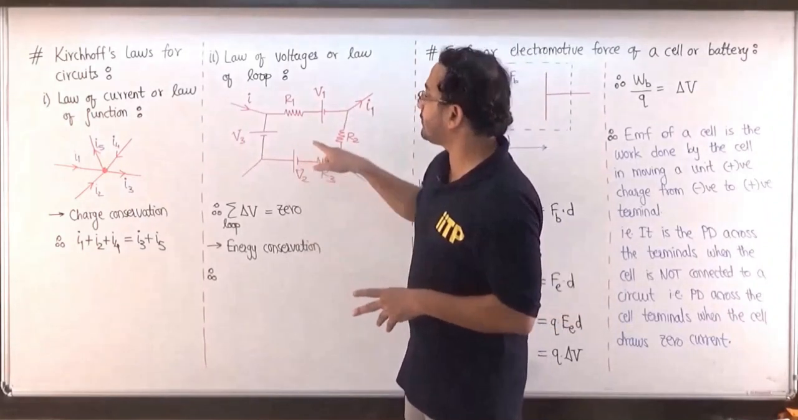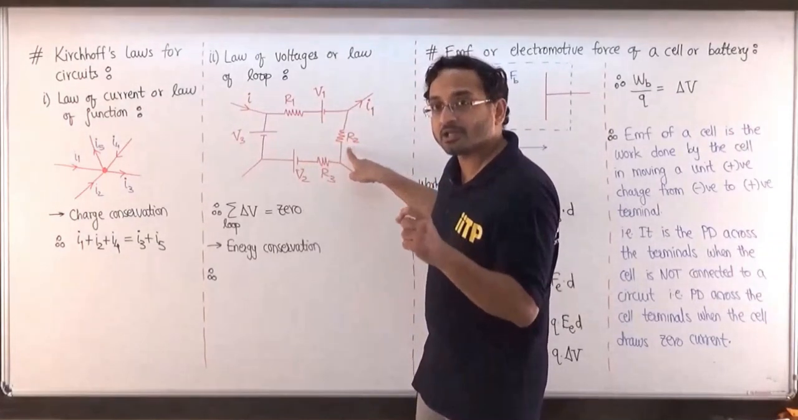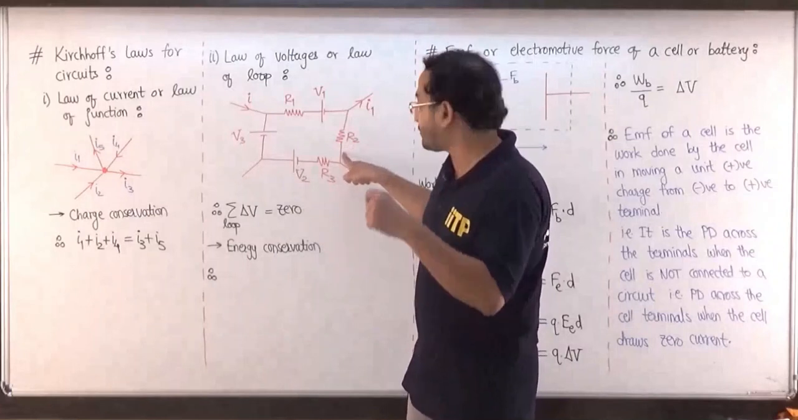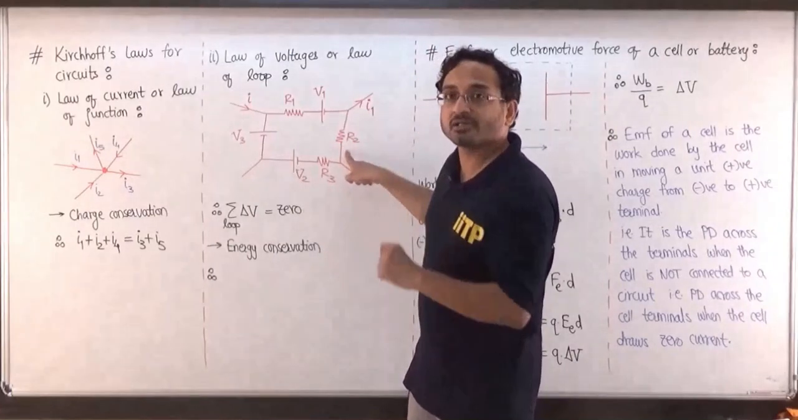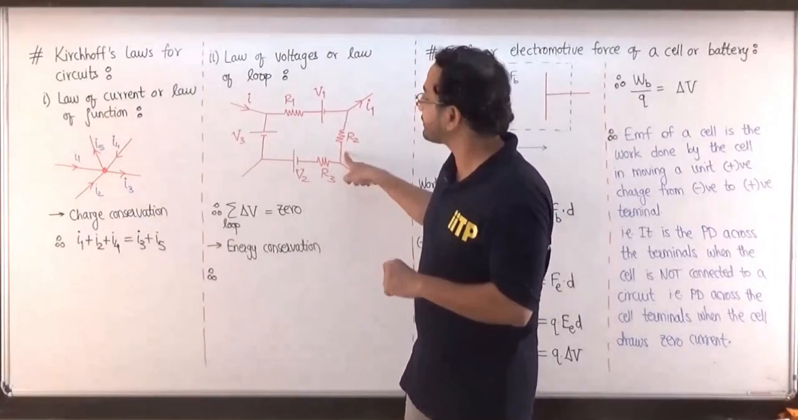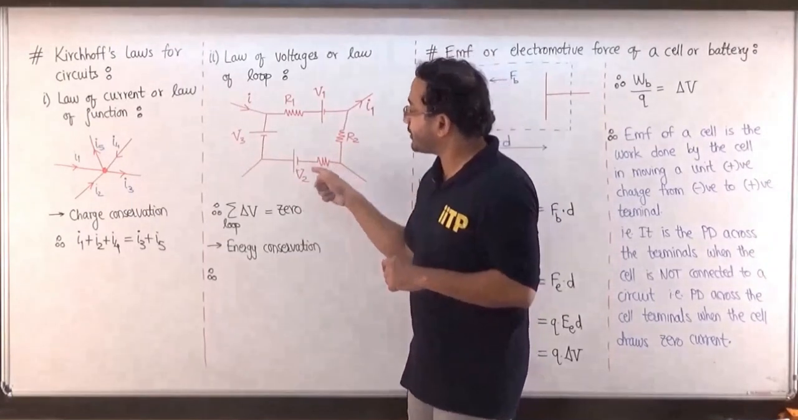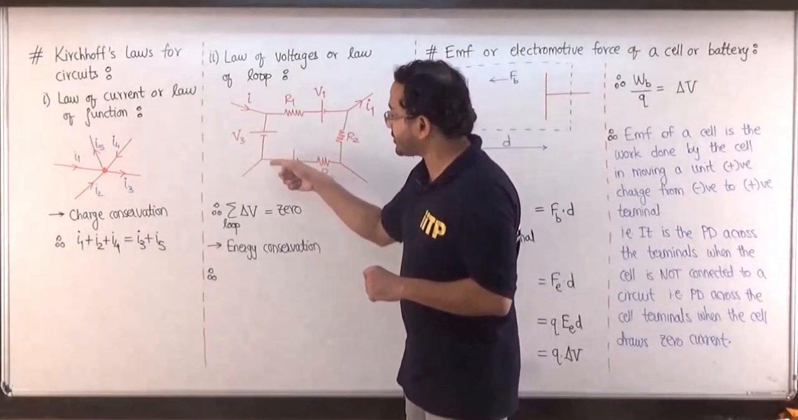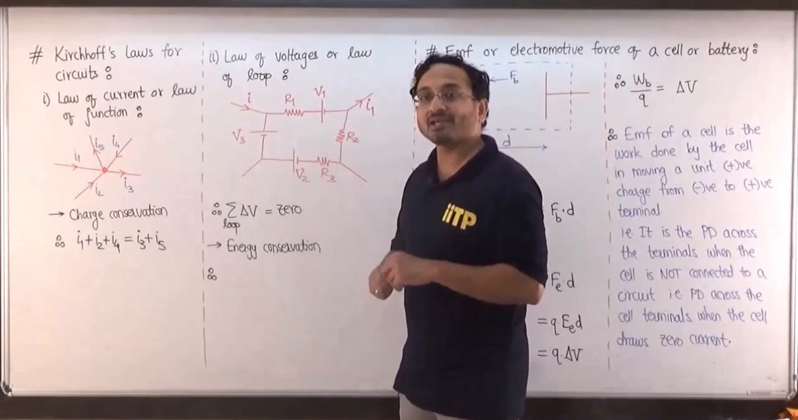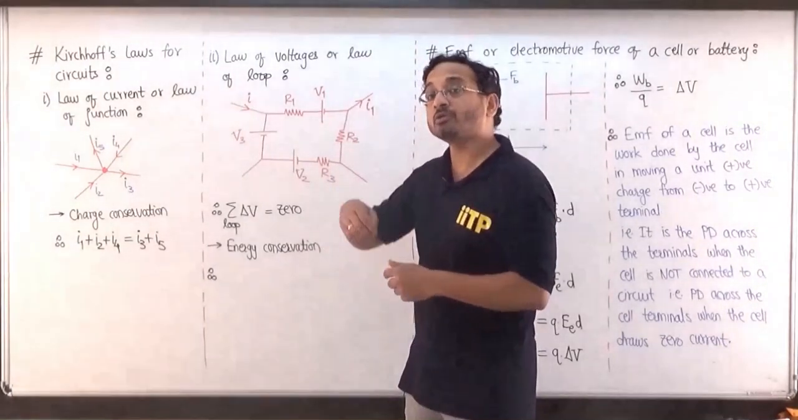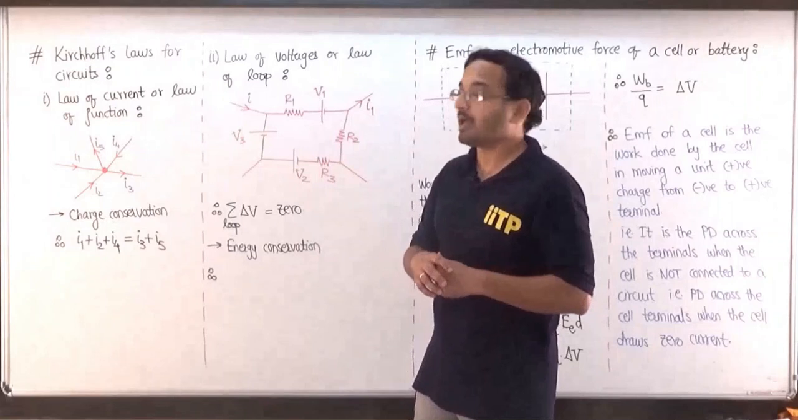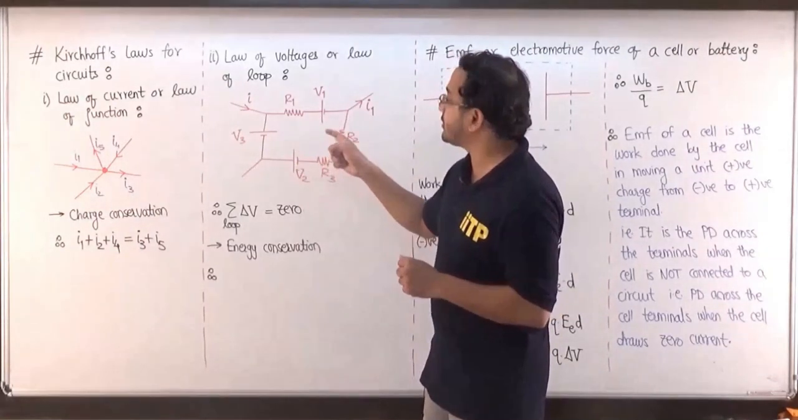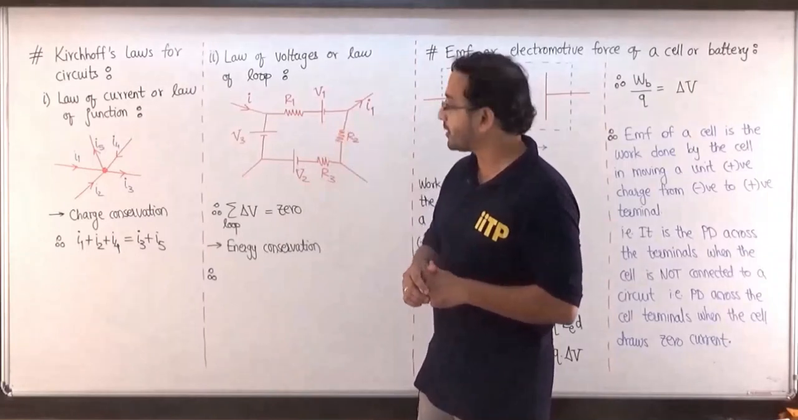If we are going over a resistor in the same direction as the current through that resistor, then the potential difference across that resistor is taken as negative. On the other hand, if you are going over a cell, then the potential difference of the cell is taken as positive if we are going towards a positive terminal over a cell, and the potential difference is taken as negative if we are going towards a negative terminal.